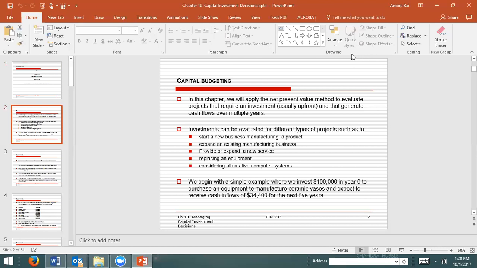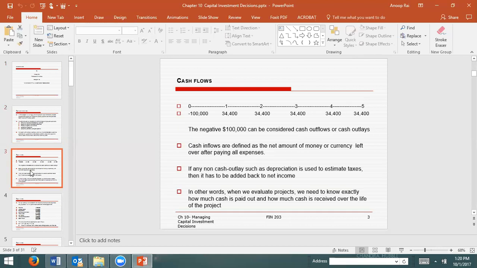Let's start with a simple example. We're going to invest $100,000 in year 0 to purchase equipment to manufacture, let's say, ceramic vases. And we expect to receive cash inflows of $34,400 for the next 5 years. Now, how does that look? Well, it looks like this. If you draw a timeline, that will be minus 100,000, and then you'll see the 34,400, right?